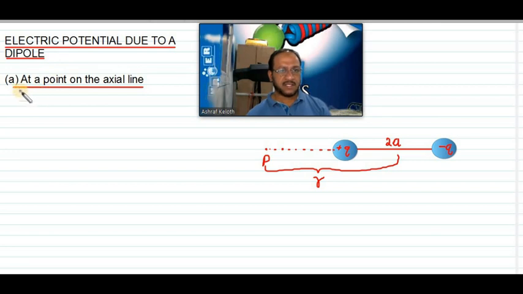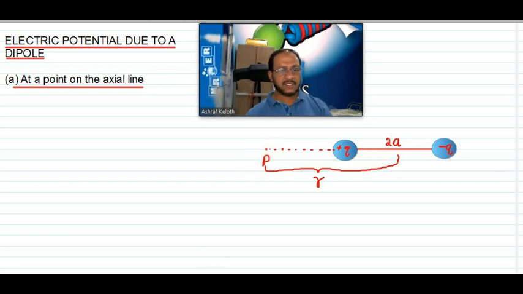The three cases are there. The first case is at a point on the axial line, means at the point P on this axial line. The second case will be at a point on the equatorial line, somewhere here. The third case will be at an arbitrary point, anywhere. You can take any point at any location, and what will be the electric potential because of this plus q and minus q, means the dipole. So the first one is the electric potential at the point P, which is on the axial line at a distance r from the center of the dipole.